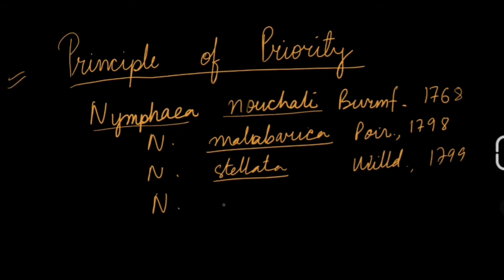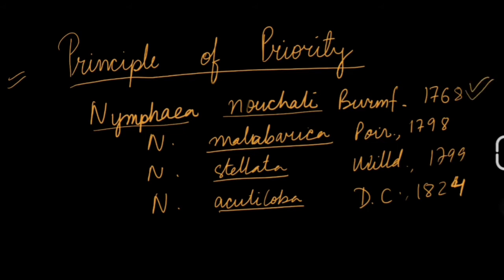Also, the same plant was again given by Acuti loba by D.C. in 1824. Okay, so by applying the principle of priority, we know for certain that this one, Nymphaea nautilii, will be considered as the correct name. Okay, because 1768 is the earliest publication of this name for this species. So all the other names will be rejected and they will be considered as synonyms.